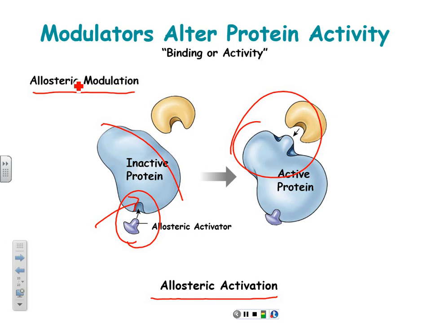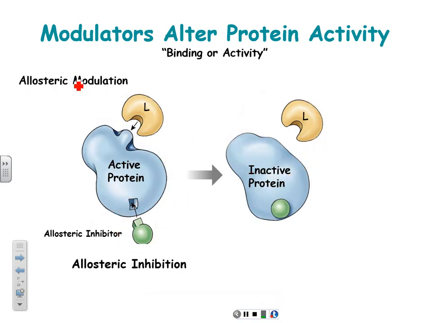So then on the flip side of that coin, of course, would be allosteric inhibition. Here, I had an active protein. I add my allosteric inhibitor, and I remove the active site. This is an inactive protein. Allosteric activation, allosteric inactivation. All of these words are going to be up on your exam. All right.